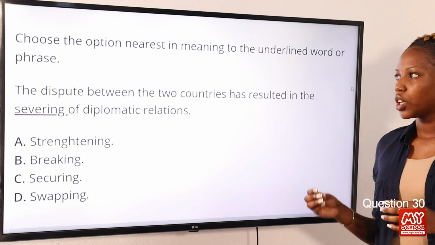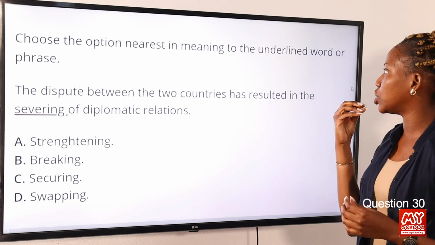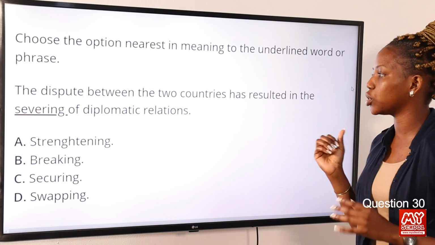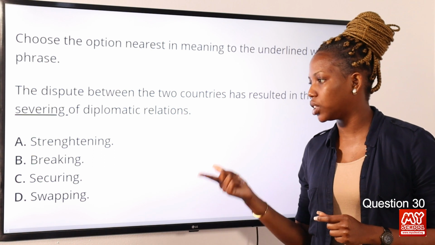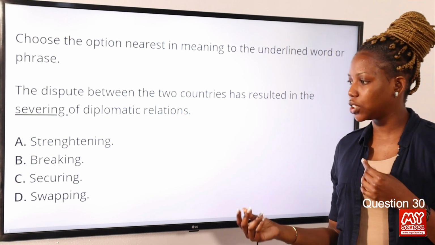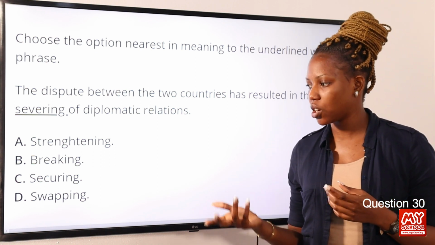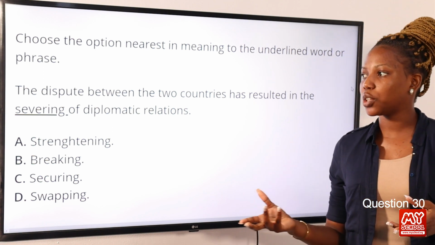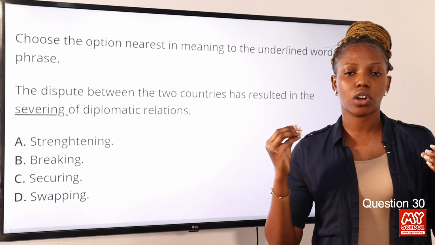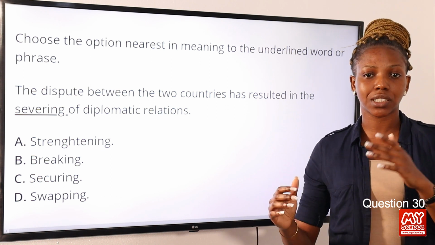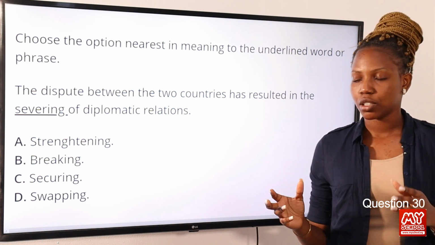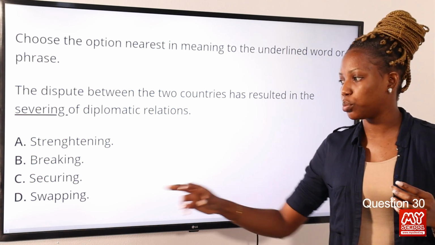Question 30. Choose the option nearest in meaning to the underlined word or phrase. The dispute between the two countries has resulted in the severing of diplomatic relations. Option A, strengthening. Option B, breaking. Option C, securing. Option D, swapping. Now, the word underlined, severing, comes from the word sever, and it means to divide by cutting off or to put an end to something, which is synonymous with the word breaking.